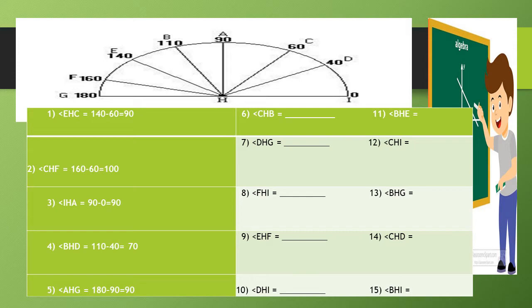Number 3. Angle IHA. The first side is I and the second side is A, which means 90 minus 0 is equal to 90. Number 4. Angle BHD. The first side is B and the second side is D. Now, 110 minus 40, that is 70. So, the following numbers need to be solved by you in order for you to master how to solve an angle.